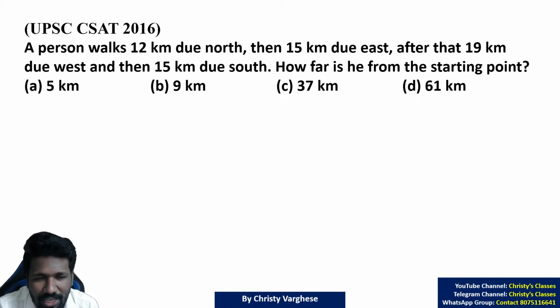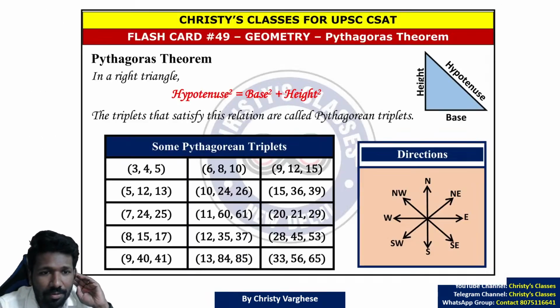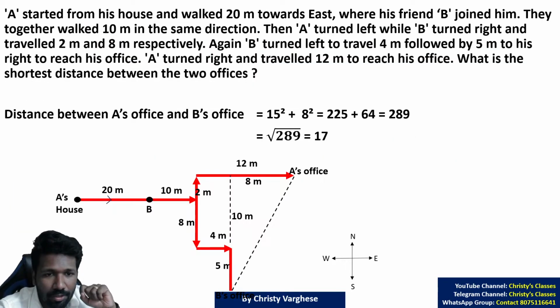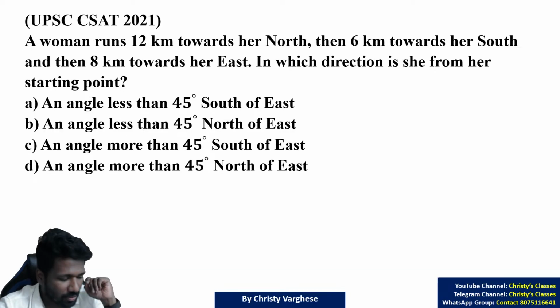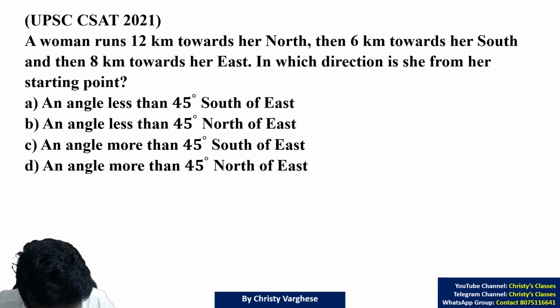Is it clear? Same type as this question also, you can try it yourself. These are similar questions. This also, the Pythagorean triplet idea can again be used. One more question where angle is involved, that we will discuss. This question is from 2021. In all other questions angle was not involved, but in this question angle is also involved. Make a try, all of you.